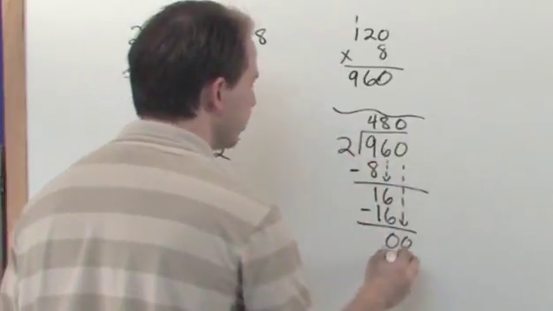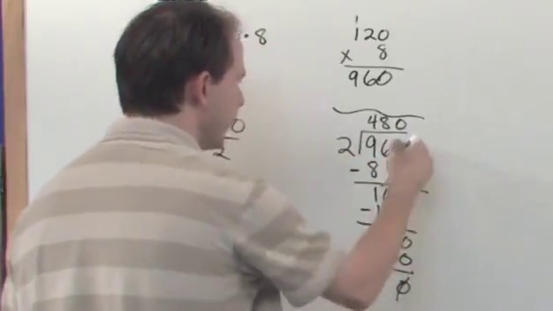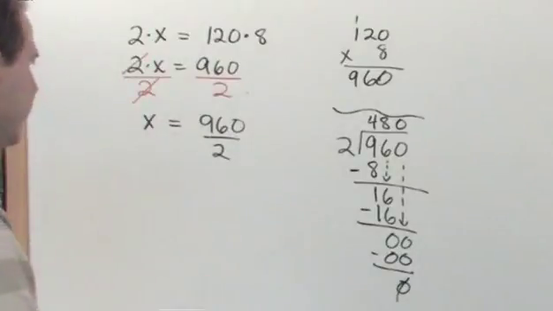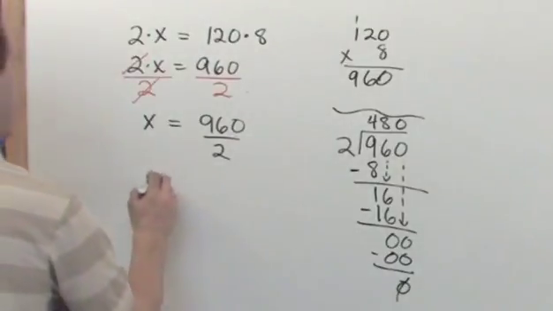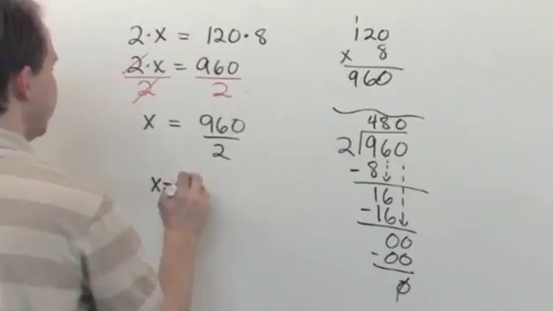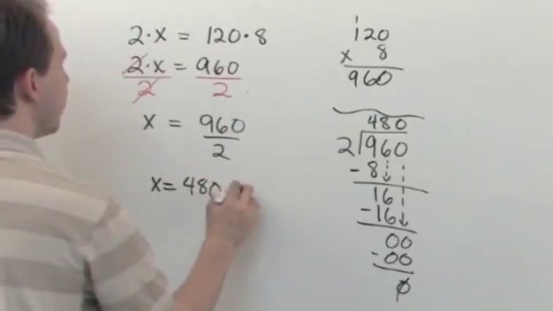0 times 2 gives you 0. You subtract, you get 0. Nothing else to drop down, no remainder. There's nothing else to do. So x is equal to 480 miles.